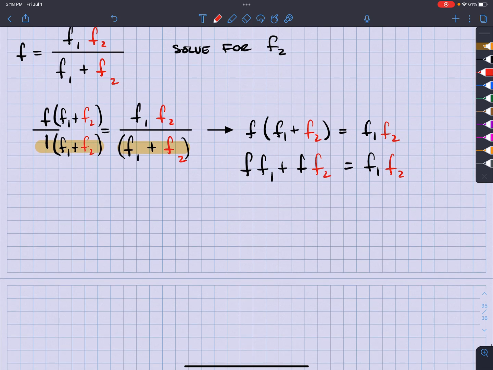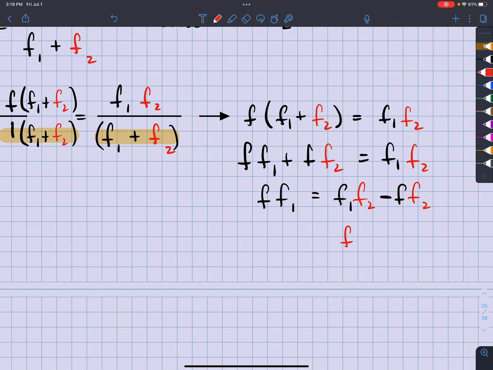So I have my f's are starting to get funky looking. So don't I have f f1 is equal to f1 f2 minus f f2. So I just took this and subtracted over to the other side. Oh, look at what I have here now. I have a GCF, don't I? All right, so if I have a GCF, I can factor it out. So over here on the right, I have f sub 2, and I'm left with f1 minus f. And on the other side, it's going to be f f1.